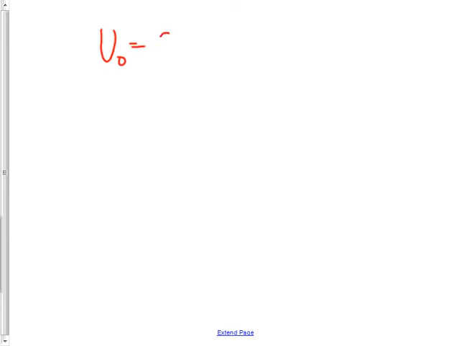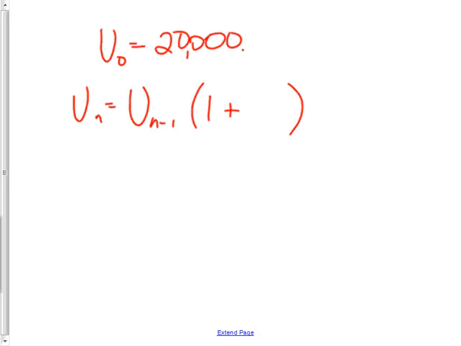U0 equals 20,000. We had this kind of thing on your last test. And U sub n equals U sub n minus 1 times 1.085. And you remember me saying I always want you to put plus whatever in there? And you guys did a great job on that in the test. A few of you forgot, but it's actually not wrong if you put 1.085, for instance, on a problem. But I like to have it separated like that.